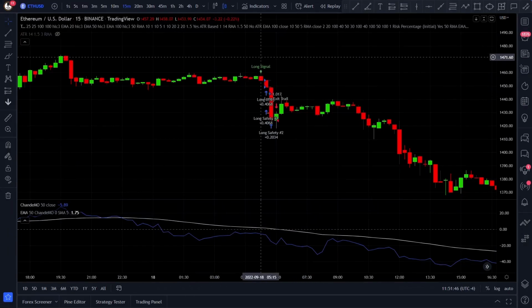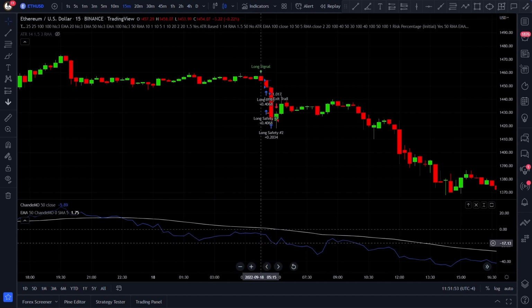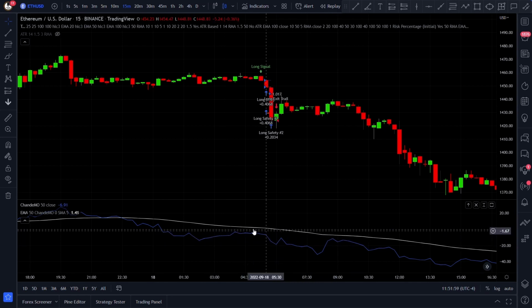Here you can see a losing long trade. If you take a look at the candle momentum oscillator, you can see that this trade would have been eliminated if we would have used this filter. And that's because the blue momentum line is under the white EMA line.